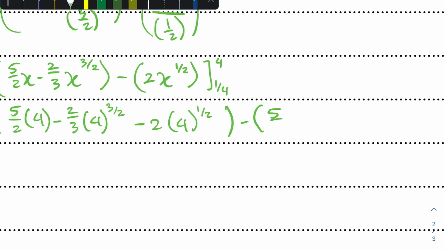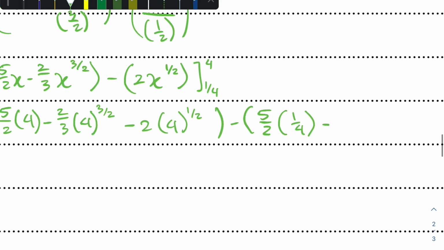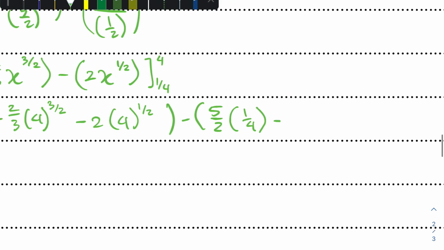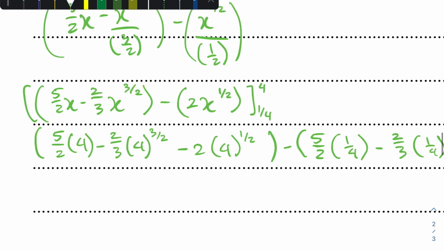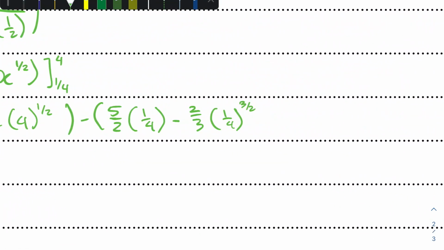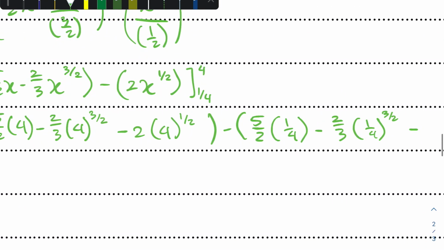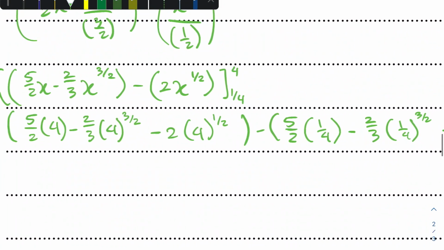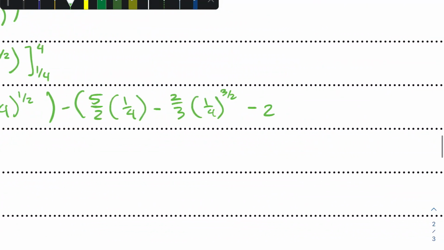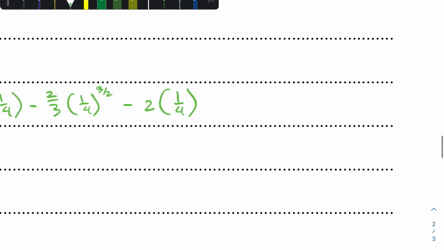It's going to be 5 over 2 times 1 over 4. Okay, minus 2 over 3x. The x is 1 over 4 times 3 over 2, minus 2 times 1 over 4. Alright, to the half.